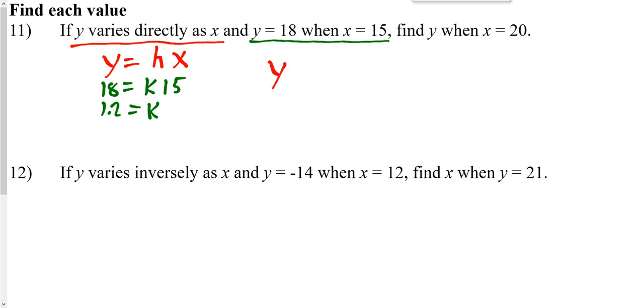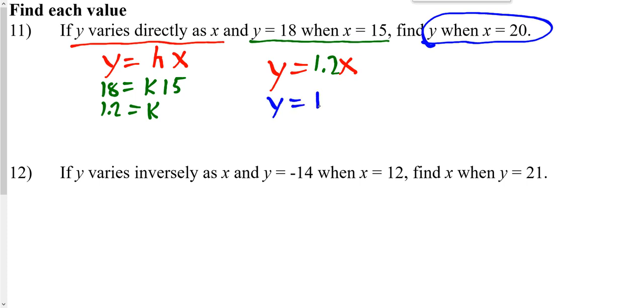So then I'm going to go ahead and rewrite my general equation with my constant of variation. Now I can go ahead and find y with this value of x. Plug in my x, multiply that out, and I get y then to be 24.